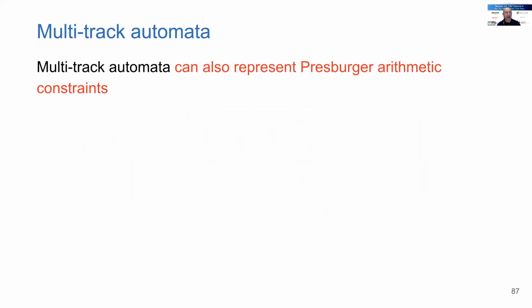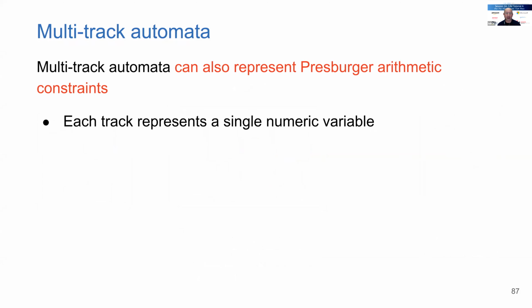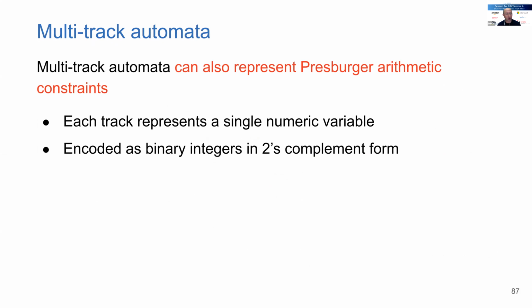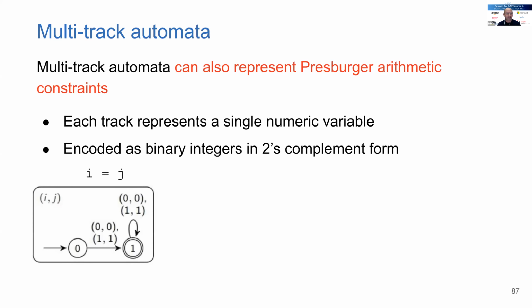Now, multi-track automata can also represent linear arithmetic constraints. So there is an extension. We worked on this a long time ago. Others worked on it too, so there are known results on this. Each track represents a numeric variable. You can use 2's complement, that's what we use. And there are different representations: you can start from the least significant bit or the most significant bit. So we start from the least significant bit and use 2's complement.